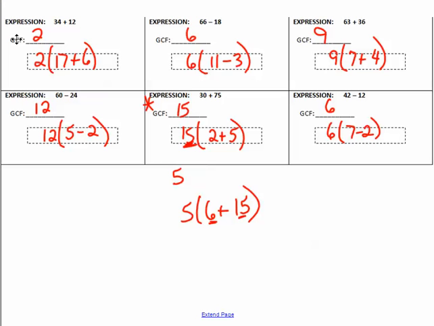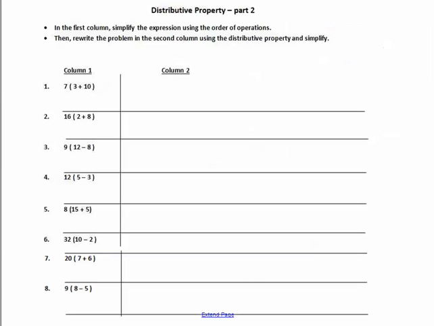Okay, so this whole time you've been factoring out a common factor. So now let's go the other direction and distribute. Okay, distribute. So if you look at these, you've been doing this. First of all, let's look at this one. If I were to do this by myself, I would say 10 plus 3 is 13 times 7, and that's going to give me 91. But if I were to distribute this, which is actually what I want you to do on column 2, I want you to distribute it.